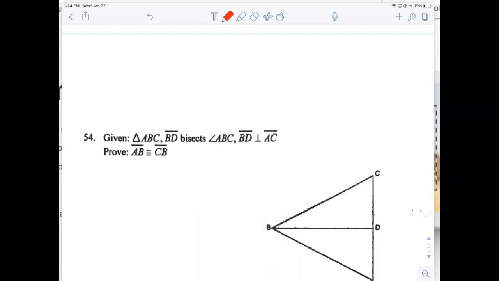And welcome back to our final day of midterm prep. We are into proofs now. Some short answer questions. And number 54 is where we left off.